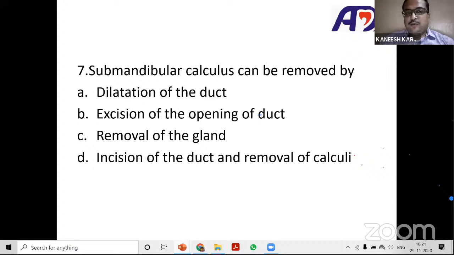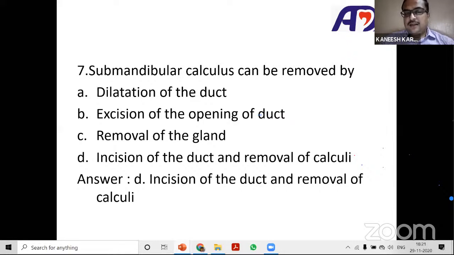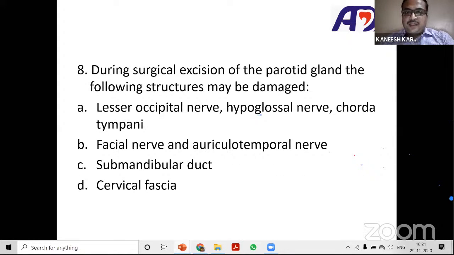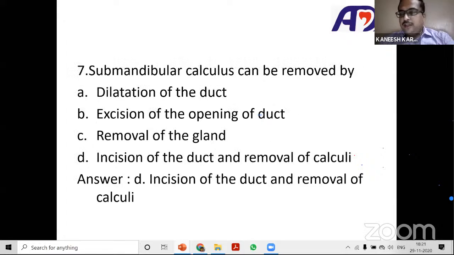Submandibular calculus can be removed by incision of the duct and the removal of calculus. You put an incision in the duct and remove the calculus. Okay. Of course, if it is a small calculus, we can do it by milking of the duct. And if the submandibular gland calculi is located in the gland, you have to remove the gland itself. But in these given options, this is the best one. Okay.